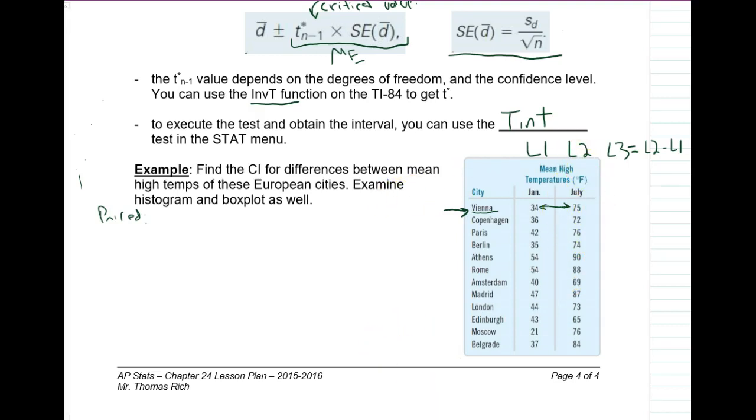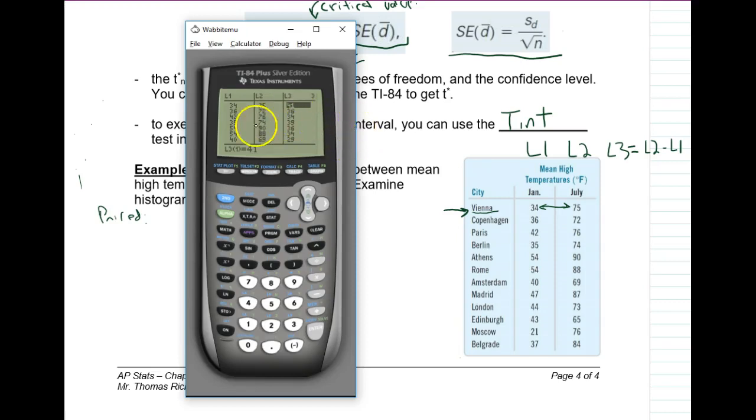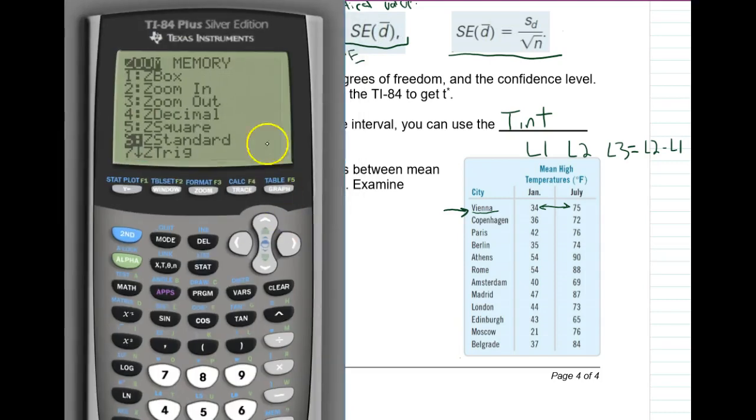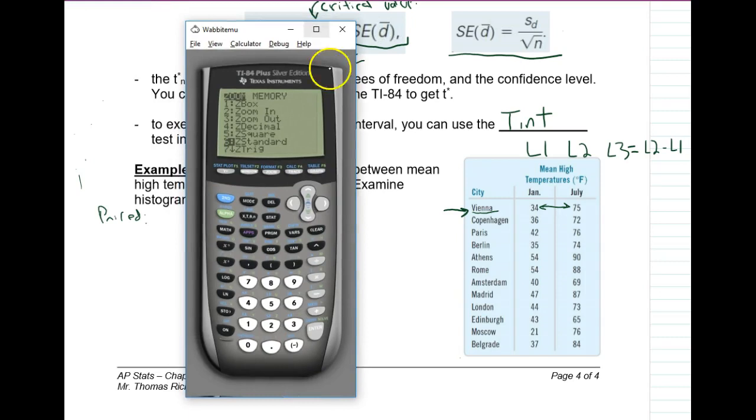I'm going to pull my calculator back up here, and I'm going to run the histogram on L3. So we'll go into stat plot. I've already got it set up, it looks like, for a stat plot histogram on L3. I will then hit zoom and zoom. Oops, didn't want to do that. There we go, and zoom stat. Okay, so there it is.